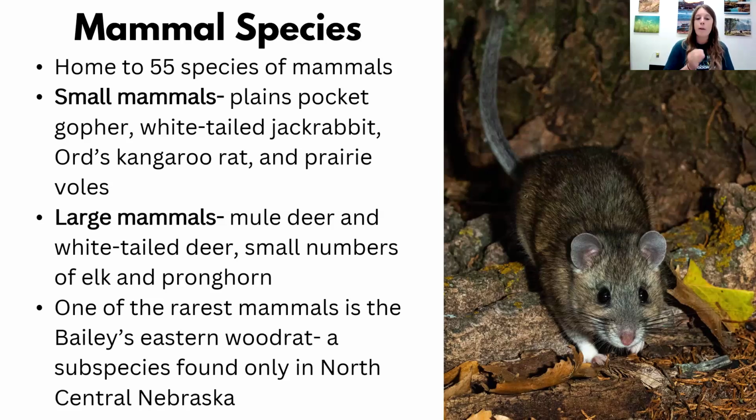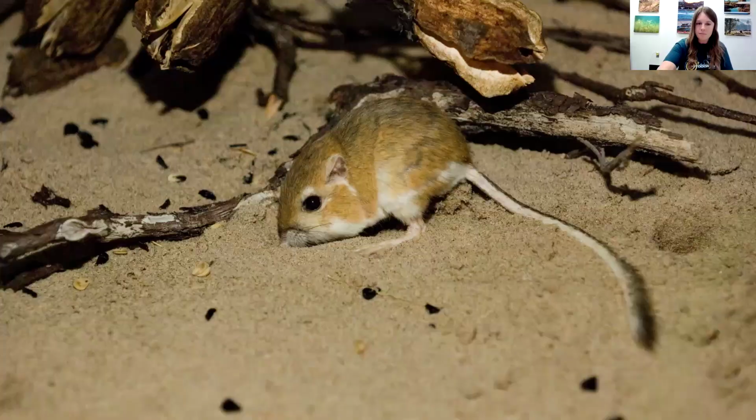There's also one of the rarest mammals in Nebraska that you can find in the Sandhills. It is a subspecies, the Bailey's eastern wood rat, which is what this picture is here. So cute. He's a little subspecies that's only found in north central Nebraska. So it's called the Bailey's eastern wood rat, a very unique species.